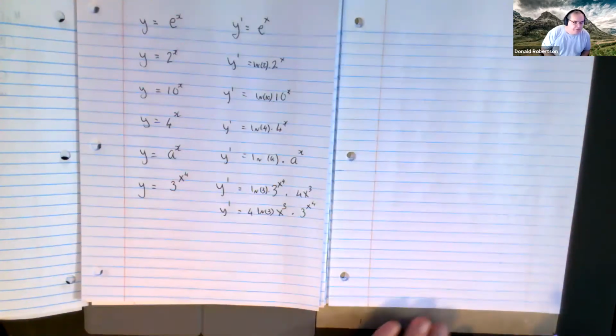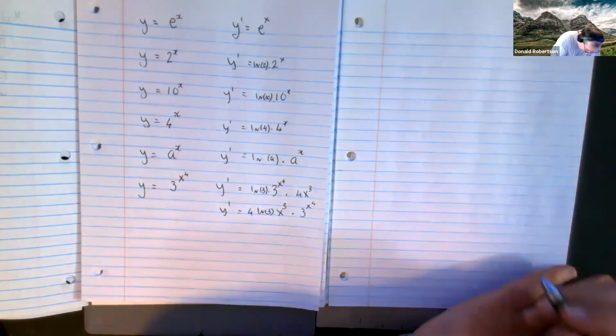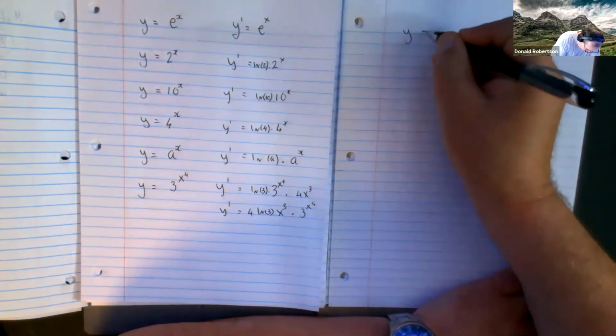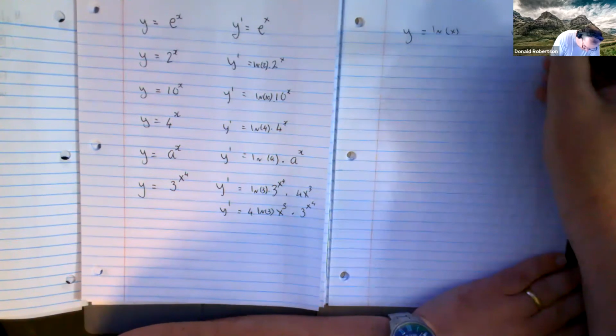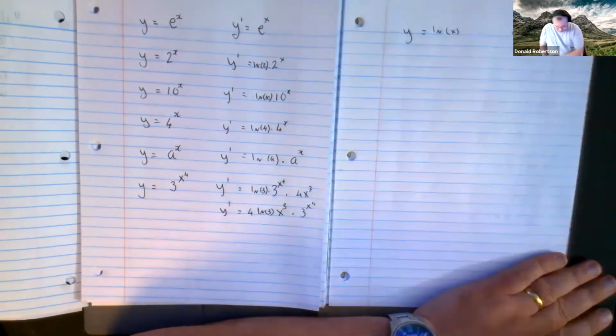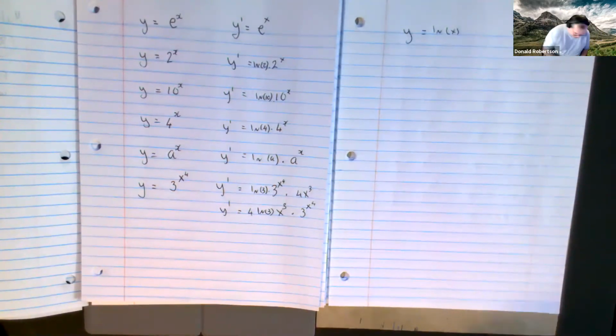Okay. Keep that over there for a minute. And then let's look at the next one in the set then. If you want to differentiate the natural log, the answer is 1 over x.